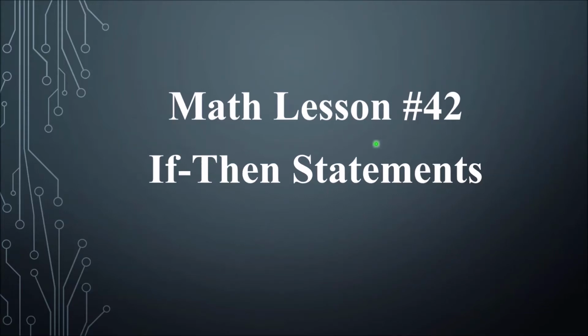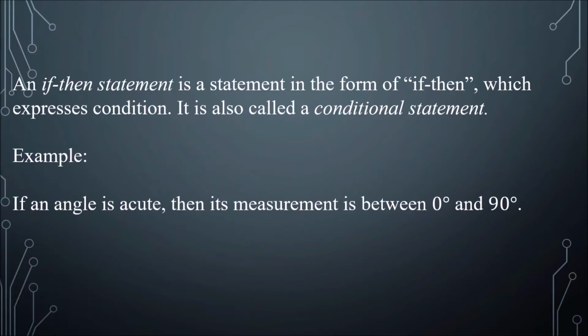Math lesson number 42. If-then statements. An if-then statement is a statement in the form of if-then, which expresses condition. It is also called a conditional statement. Let's have an example. If an angle is acute, then its measurement is between 0 degree and 90 degrees.